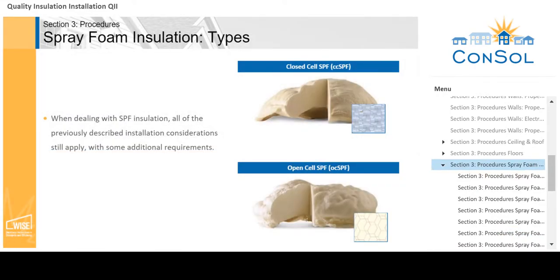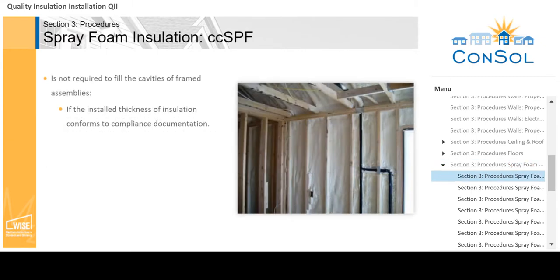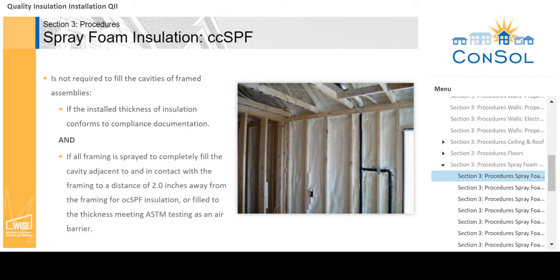When dealing with SPF insulation, all of the previously described installation considerations still apply, with some additional requirements. Requirements vary between closed cell SPF and open cell SPF. Closed cell SPF is not required to fill the cavities of framed assemblies if the installed thickness of insulation conforms to compliance documentation, and if all framing is sprayed to completely fill the cavity adjacent to and in contact with the framing to a distance of 2 inches away from the framing for open cell SPF insulation, or filled to the thickness meeting ASTM testing as an air barrier.